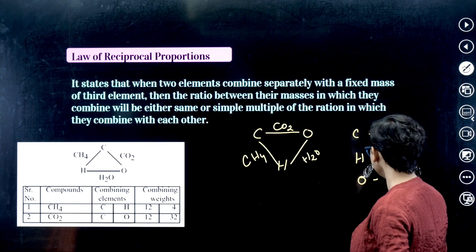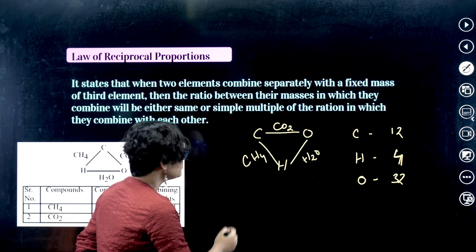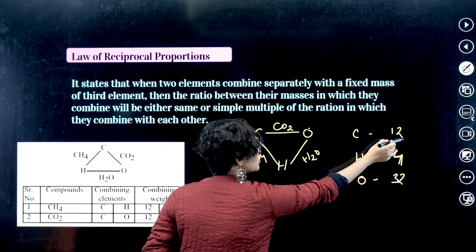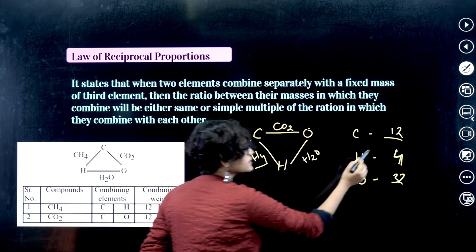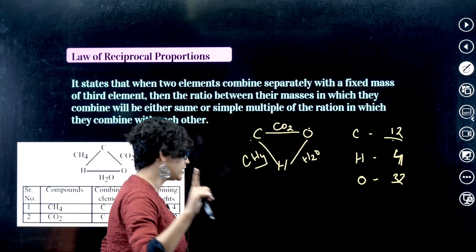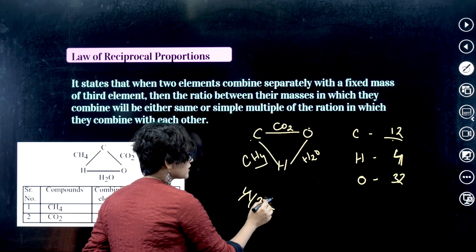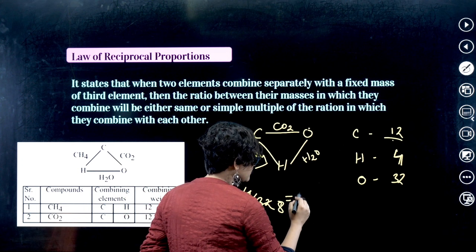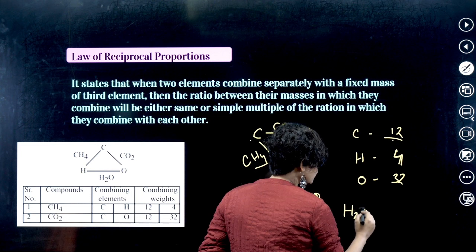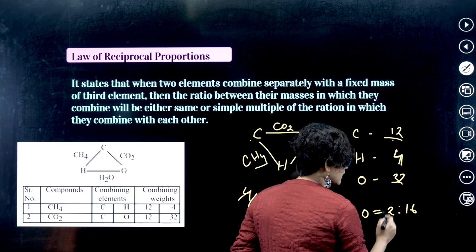Now, check it out. In both the cases, C, when it reacted with O, it was reacting with 12. C, when it formed CH4, it was still 12. Now, let's check the ratio of hydrogen and oxygen, 4 by 32. 4 ones are 4, 4 eights are 32. Correct? The ratio becomes 1 is to 8. Now, see the ratio in H2O. H2O is 2 and 16. Isn't it 2 is to 16? That means 2 ones are 2 and 8. That means this ratio is also 1 is to 8.